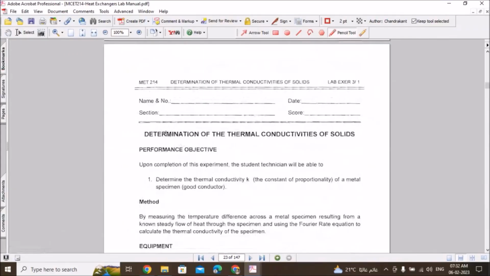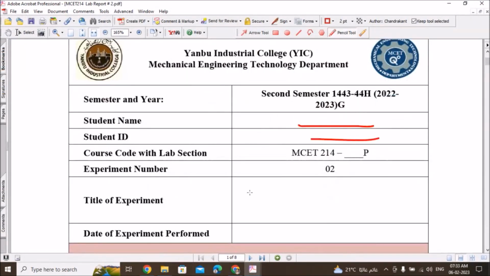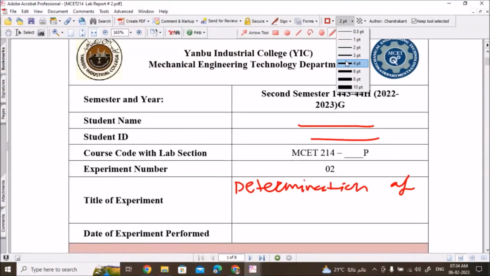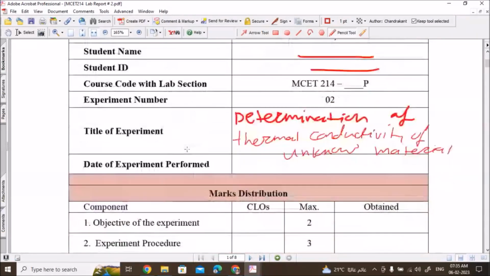So this is the determination of thermal conductivity of a solid. It is the same experiment as last week, experiment number 1, the Fourier's law verification. After verification of Fourier's law, we can find the thermal conductivity of a solid. Write your name, ID, section number, experiment number 2. The title of the experiment is Determination of thermal conductivity of an unknown material.